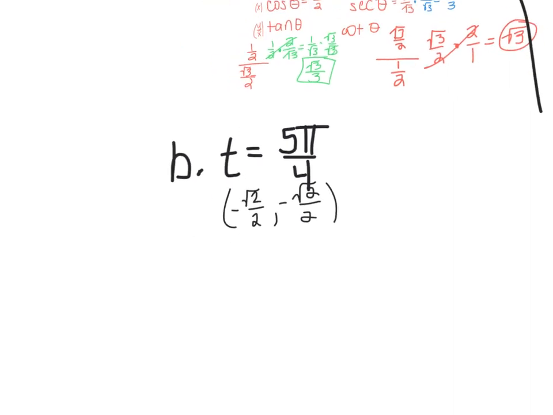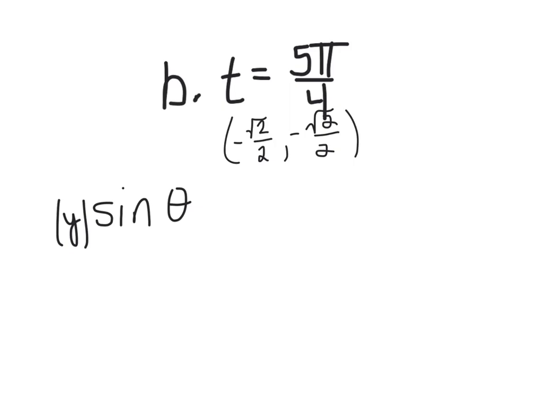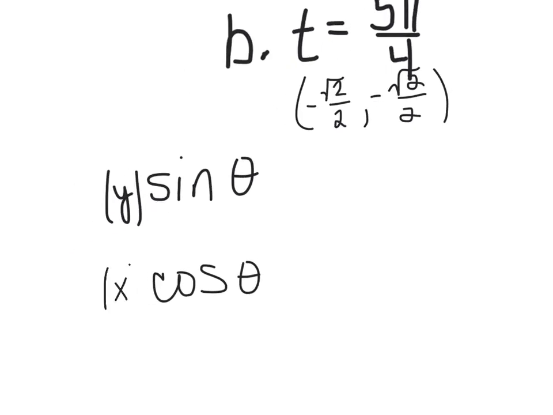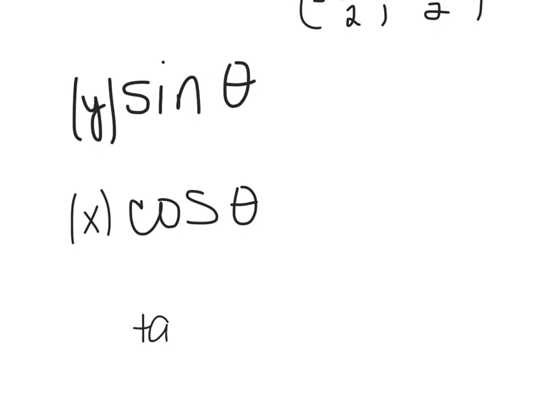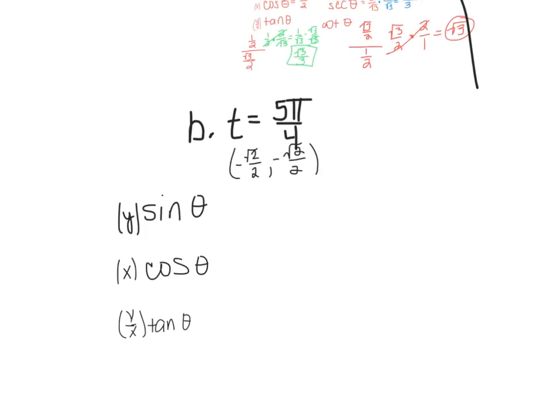So again, our 6 trig functions: sine of theta, that's going to be my y value. I have cosine of theta, which is going to be my x value. And then tangent of theta is going to be y over x. And our reciprocals are the flip. So my sine, we'll do our cosecant over here, cosecant theta, secant of theta, and cotangent theta.